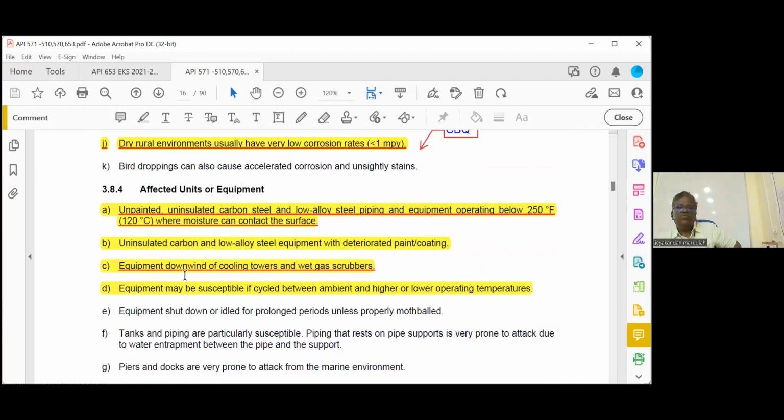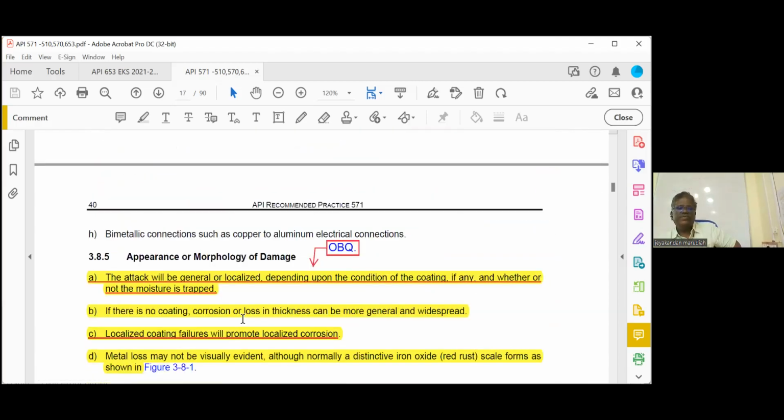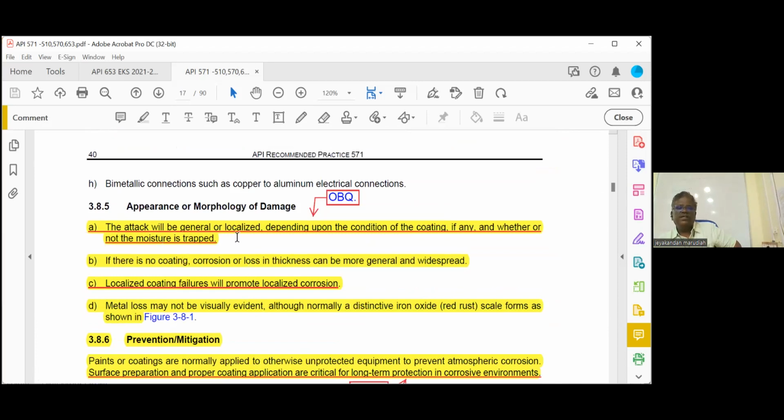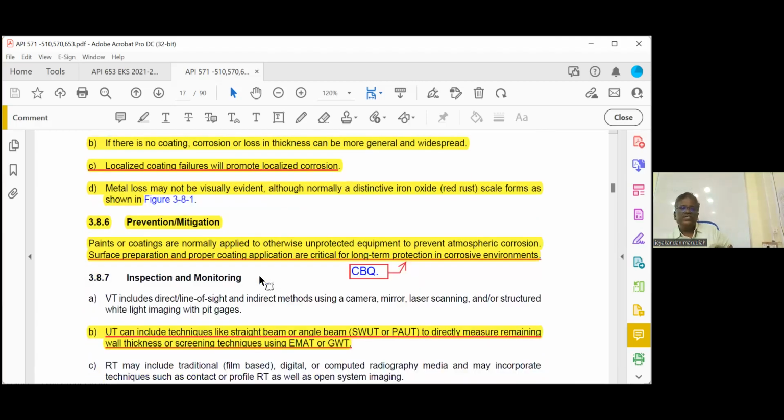Then C, equipment downwind of cooling towers and anything near the cooling tower, because there will be continuous mist and moisture, it can corrode. Then go to the next page, appearance. The attack will be general or localized depending upon the condition of the coating and whether moisture is trapped. Then C, localized coating failures will promote localized corrosion. Prevention, very important: surface preparation and proper coating application are critical for long-term protection in corrosive environments. So we have to prepare the surface and apply the coating properly.